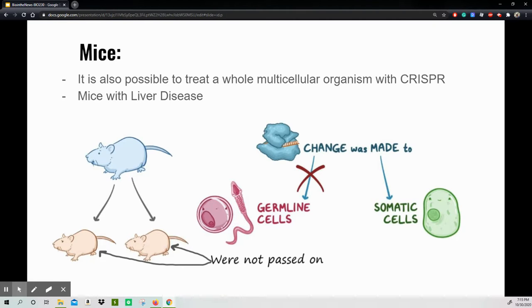One important point to note about this mouse example is that the change was made to somatic cells rather than germline cells, meaning these genomic modifications aren't passed to the next generation. That said, CRISPR-Cas9 technology is able to alter the DNA in germline cells, and if that's done, then the engineered changes can be transmitted across generations. This has been done in several organisms, including mice, monkeys, and most recently in humans.